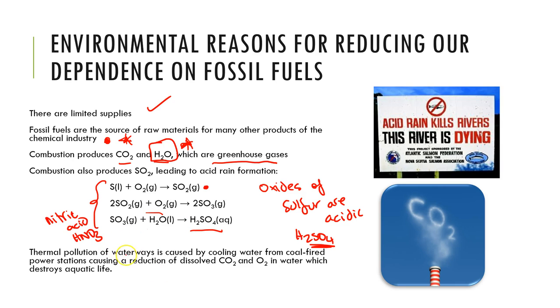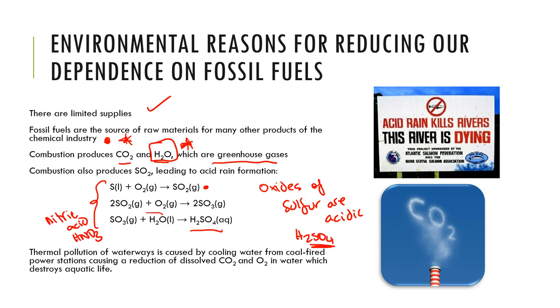The other thing is thermal pollution of waterways caused by the cooling water from the coal-fired power stations. In our previous video, we looked at the structure of coal-fired power stations and how it requires transferring thermal energy into water. A lot of that water is dumped into lakes and reservoirs around a power station, and this can cause what we call thermal pollution.